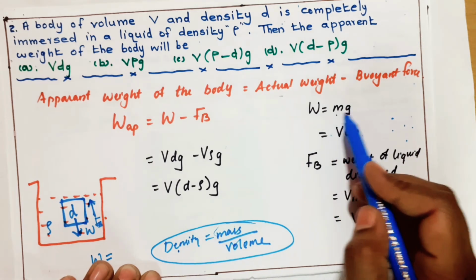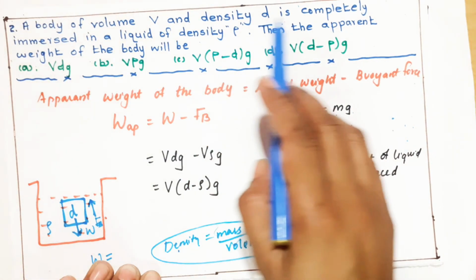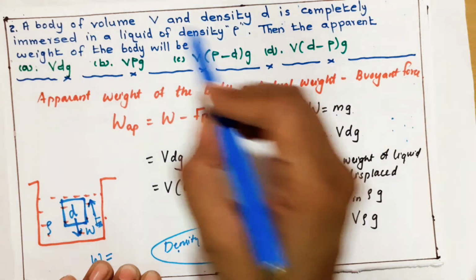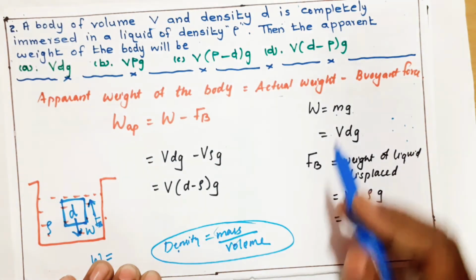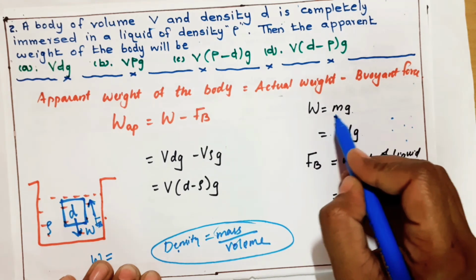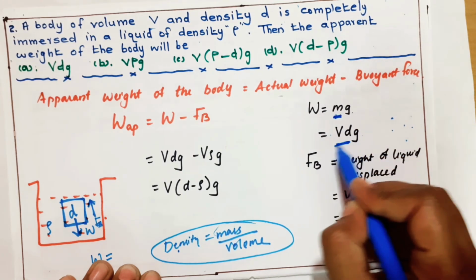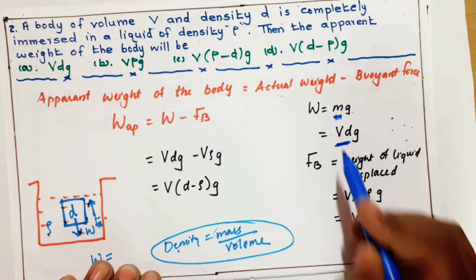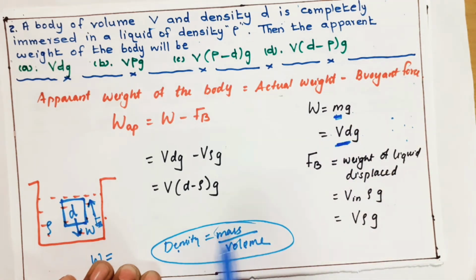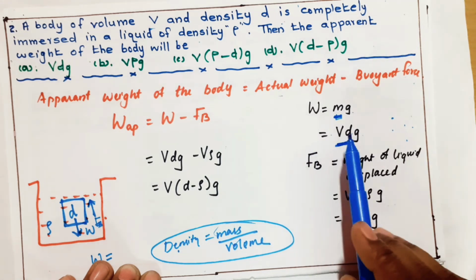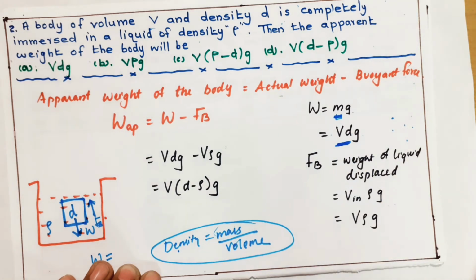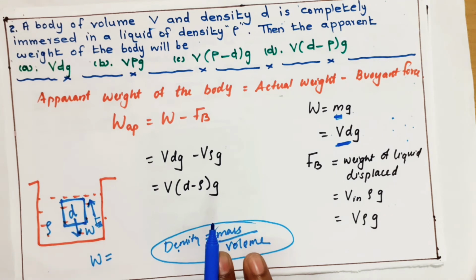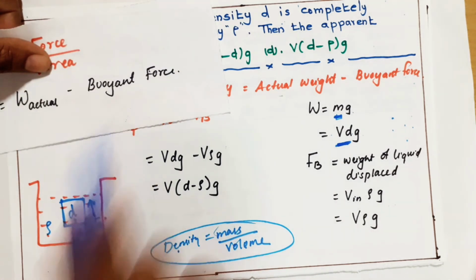So here m into g. In the question they did not give any mass, right? They gave volume and density. So I am converting this mass in terms of density into volume. Clear? Mass we are converting to density into volume. Density is D, volume is V. According to which formula? Density is equal to mass by volume. So I got a new equation for weight, VDg. Clear? Now, in my equation, I have one more thing called buoyant force.